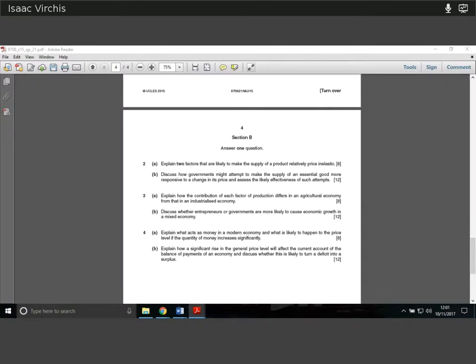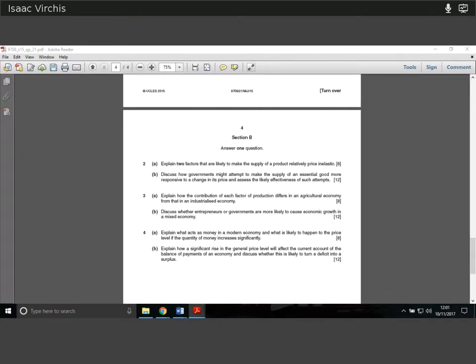Question B is asking us to discuss how governments might attempt to make the supply of an essential good more responsive to a change in its price and assess the likely effectiveness of such attempts. Well, your first marks here are really going to come from analysing the ways in which governments might attempt to increase the elasticity of supply of a product. There might be many ways that they do this.